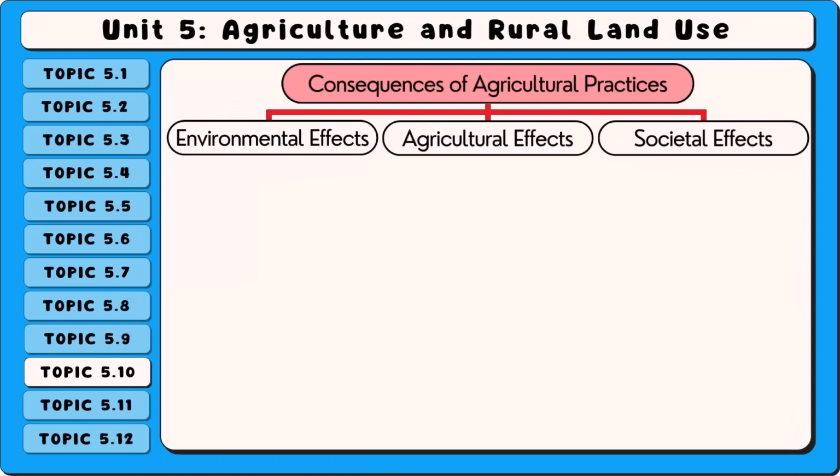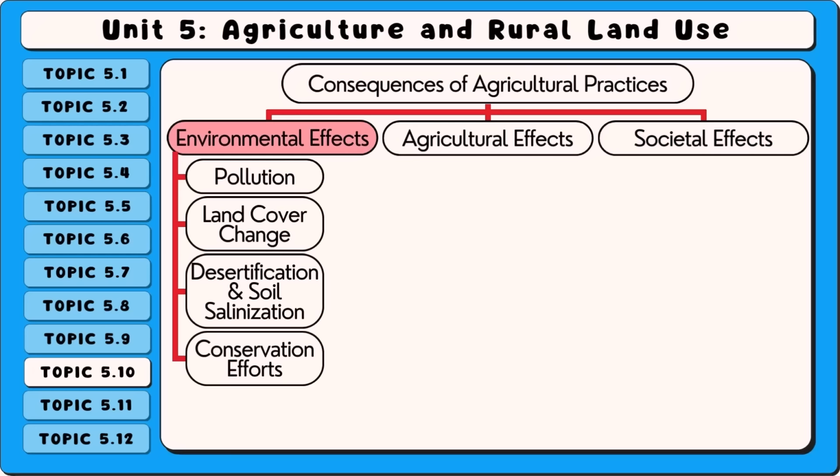In this lesson, we will examine the consequences of agricultural practices. First, we'll look at the environmental impacts of land use. Then, we'll study how specific agricultural practices physically alter the landscape. Finally, we'll explore how agriculture changes human life. Let's start with environmental impacts. In this section, we'll explore four key factors: pollution, land cover change, desertification and salinization, and efforts toward conservation.